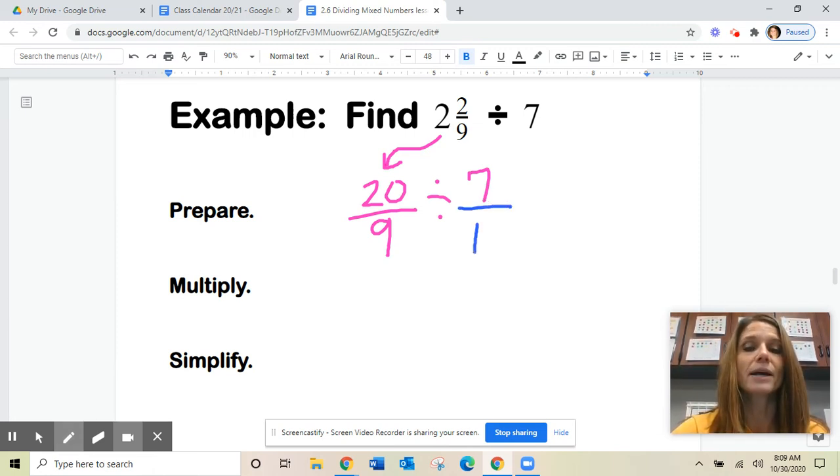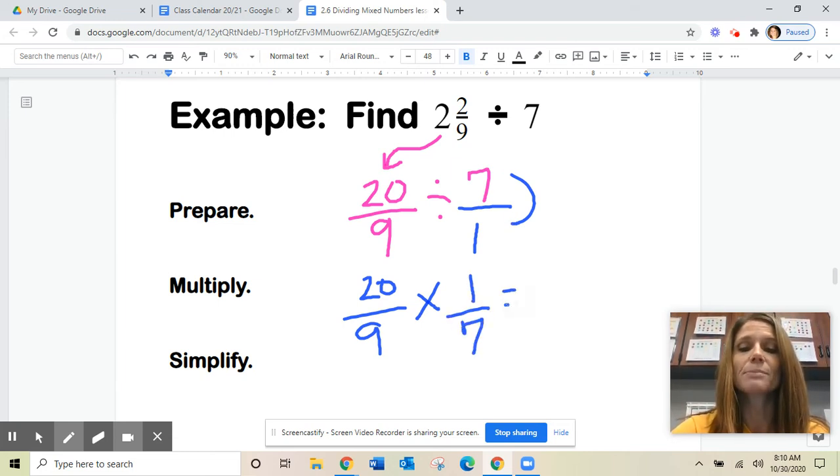Whole numbers get prepared by getting denominators of 1. Now I'm ready to go back and keep it, change it, flip it. So notice how I didn't try and take it all on at the same time. I'm just working one job at a time. So I'm going to keep this, change the math from divide to the opposite multiply, and instead use the flip-flopped reciprocal 1/7. Multiply this out. 20 times 1 is 20 numerator. Denominator is 9 times 7, that's a 63.